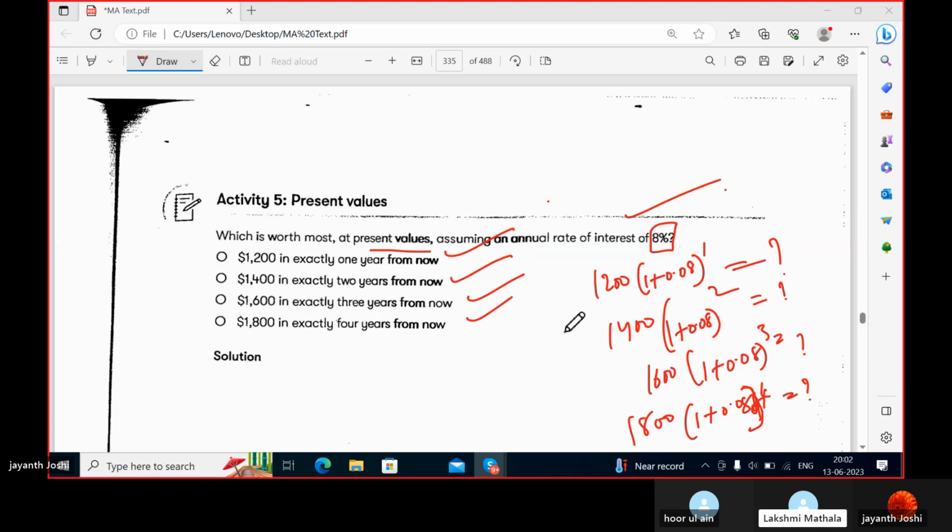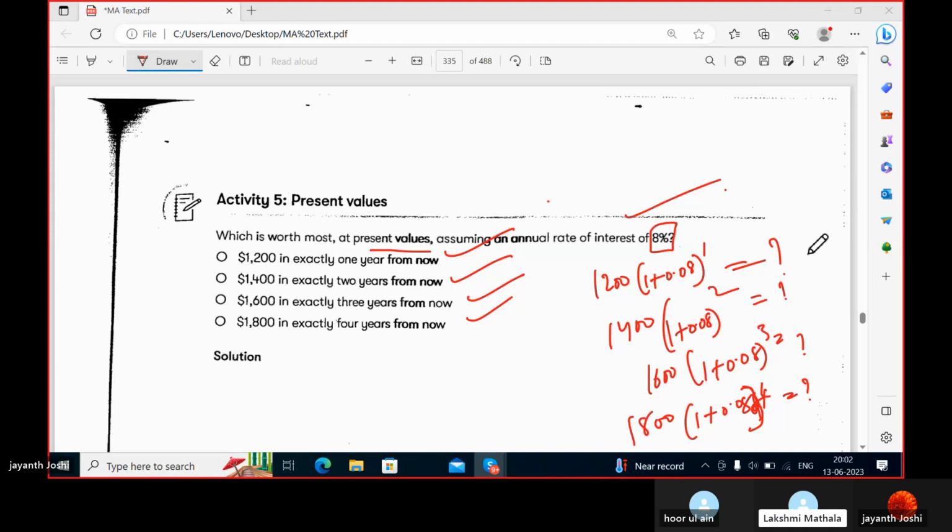Sir, the highest would be the last one, 1800. You were saying something, Hansika. What are the answers you got? Sir, the highest is the last one, sir, 1800.